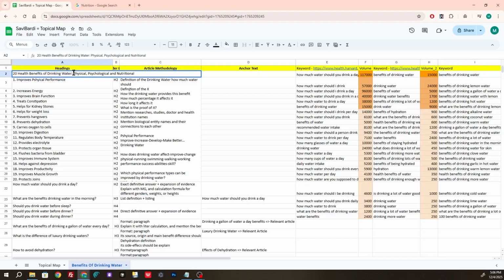Here you can see the most important phrase sequence and the central search intent directly, and this is the important attribute for our central entity. Now we go more specific. For example, if you talk about the benefits of drinking water, the context can be anything, like physical performance or something else. But our main focus here is health. We use the word physical, meaning physical health, psychological health, and nutritional health.